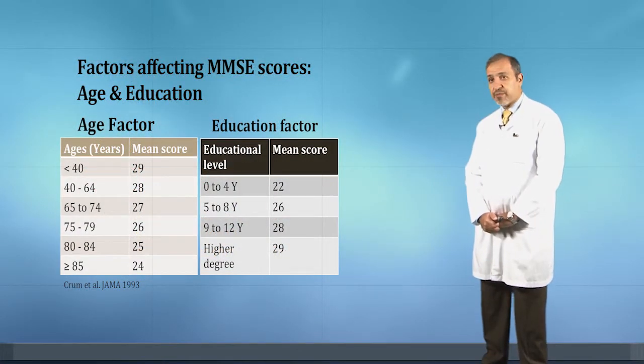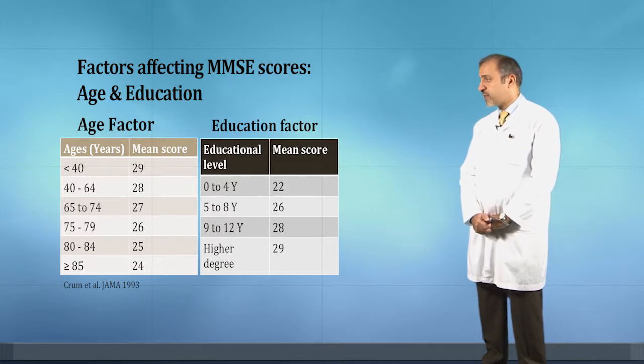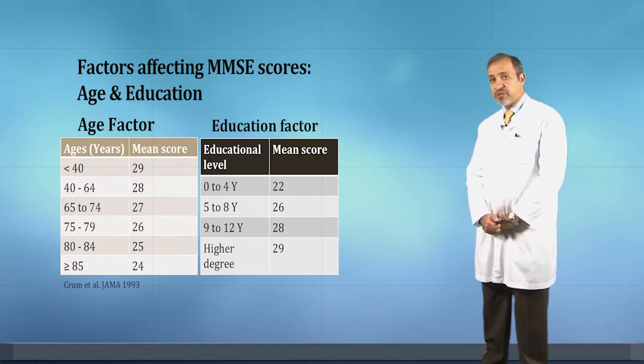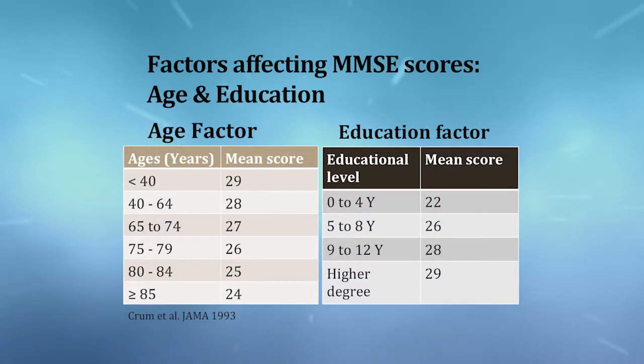Some of the factors that must be looked at when looking at the score of the mini mental status examination include the age of the patient, where patients that are young do very well, and elderly patients can be expected to lose a few points for age. Another factor that must be considered when interpreting the examination is the educational level of the patient, with lower educational levels associated with lower mean scores on the mini mental status examination.